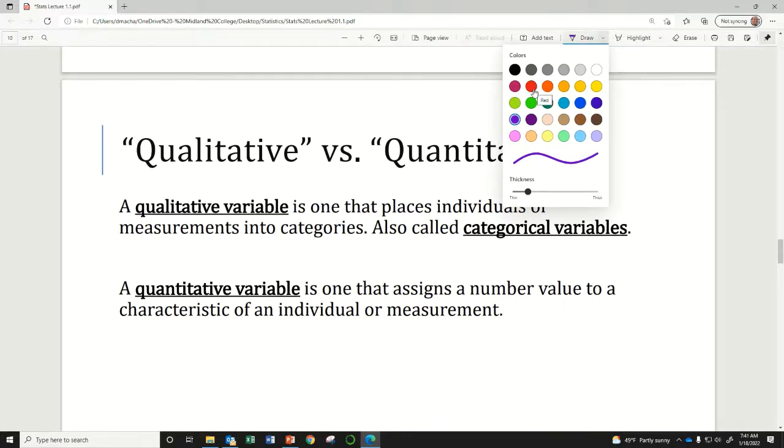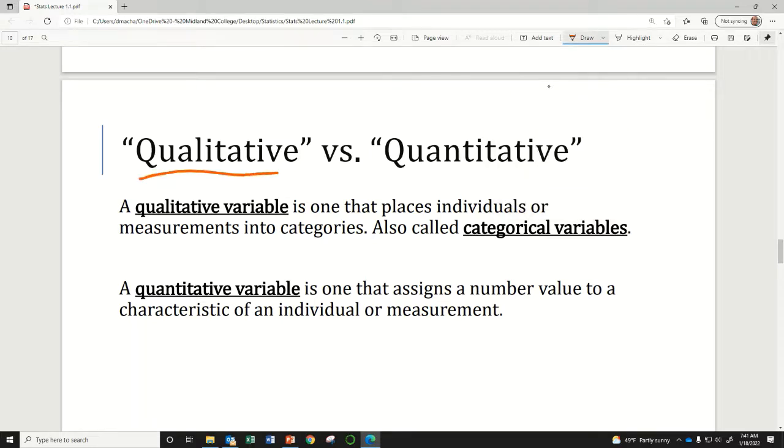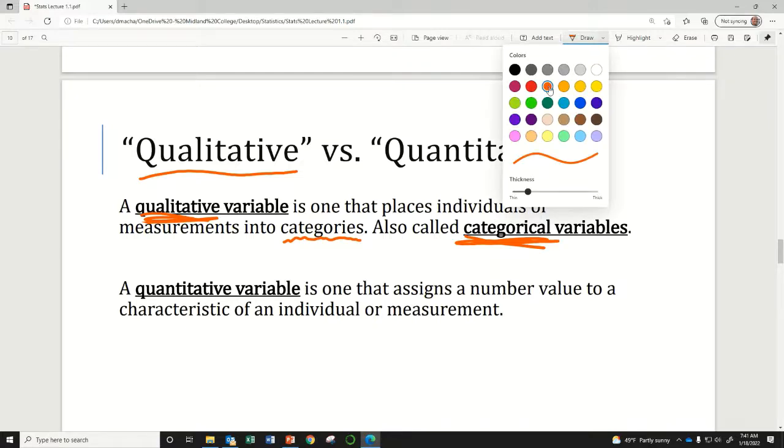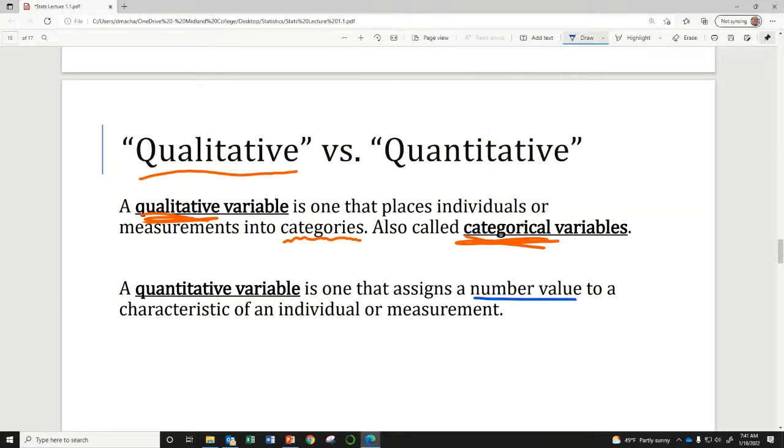Now, another pair of vocabulary words that sort of go together is qualitative variables and quantitative variables. A qualitative variable is one that places individuals or places measurements into categories. And so we also call these categorical variables. So whether I say qualitative variable or categorical variable, I mean exactly the same thing. Now a quantitative variable is different. A quantitative variable is one that assigns a number value to a characteristic.